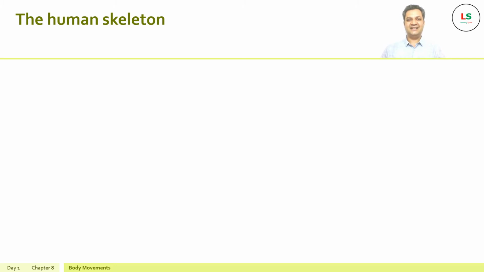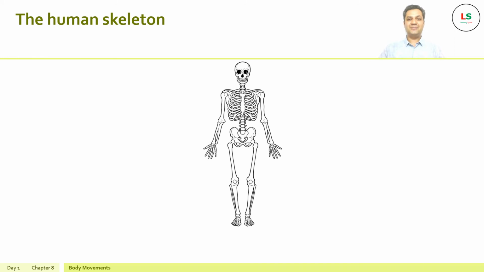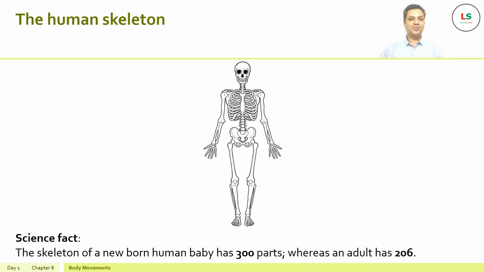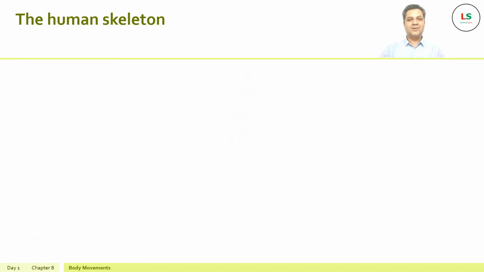The human skeleton. If we feel our body parts, our fingers find something hard. These hard structures inside a body are the bones. Together, these bones make the skeletal system, and adults have 206 bones. Now a science fact. The skeleton of a newborn human baby has 300 parts, whereas an adult has 206. Most of the parts in the newborn's skeleton are made of cartilage. These over time convert into bones. Let's learn more about the skeleton.